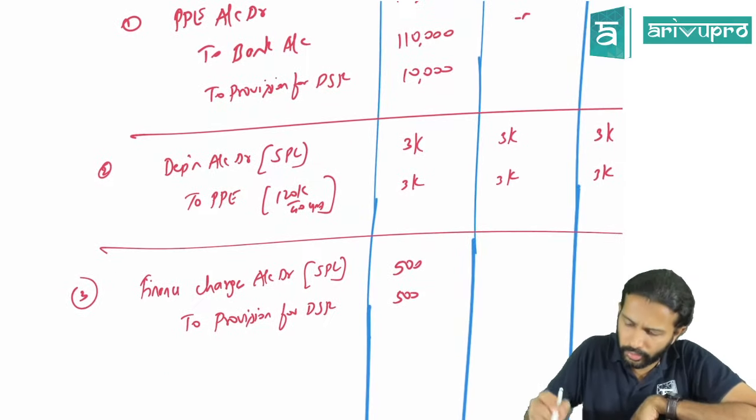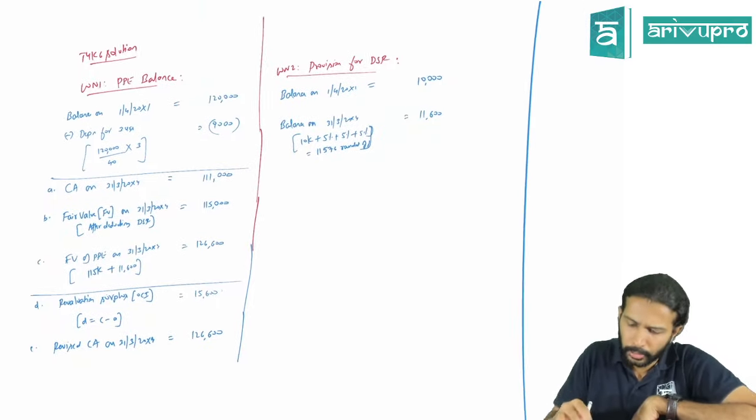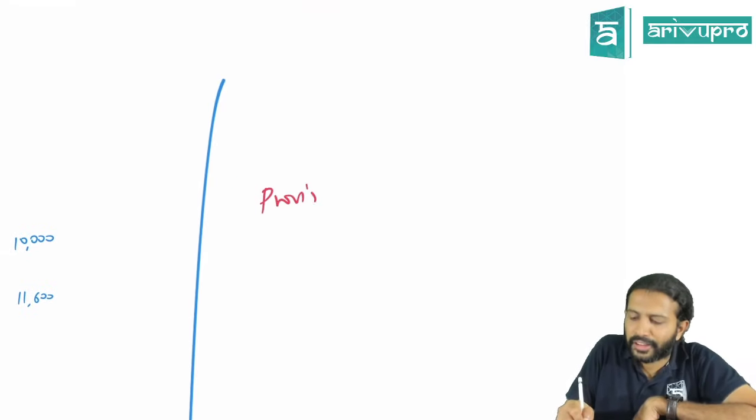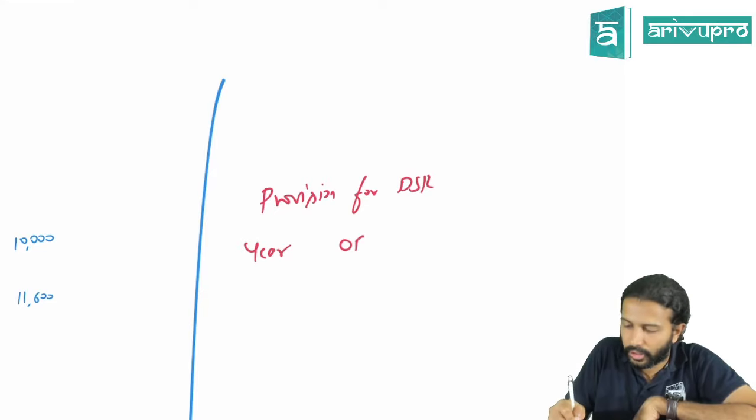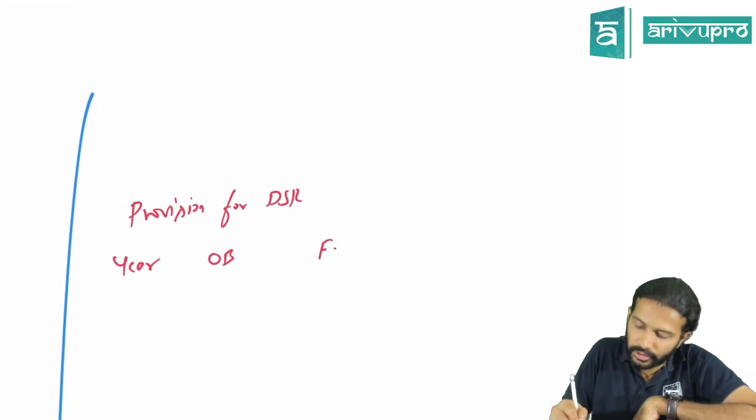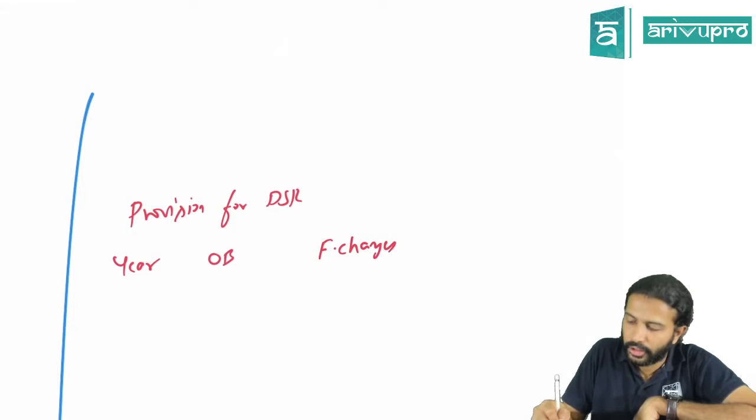Then if you calculate, or if you want, sir, show us the provision in our regular format also if you require. Provision for DSR. Year, opening balance. This is your finance charges.